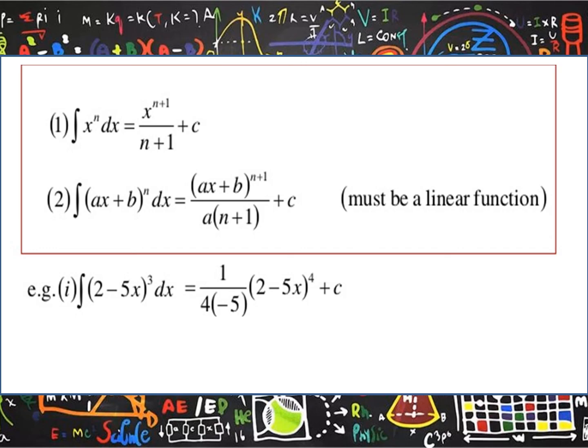The next step which you need to remember is you have to differentiate the term with x. Here the term with x is minus 5x, so the derivative of the same is minus 5. So you'll be placing that minus 5 in the denominator as well. And so your final answer will become minus 1 upon 20 into bracket 2 minus 5x whole raised to 4 plus c.